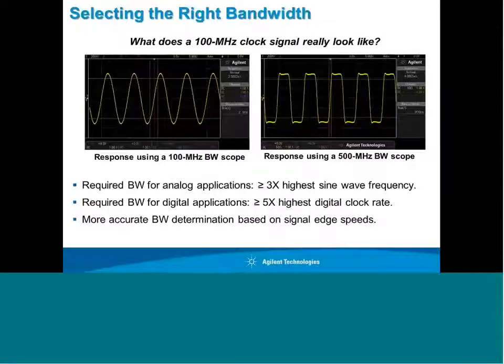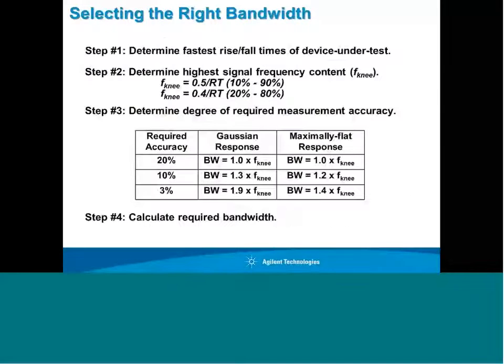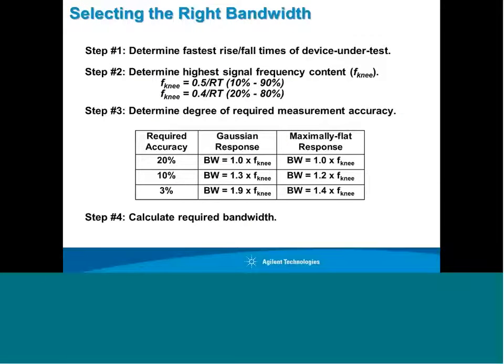A more accurate bandwidth determination is actually based on the signal edge speeds. In other words, the rise times and the fall times of the fastest signals in your system. Well, let's now take a look at using that criteria if you're going to determine what bandwidth you need. The first step is to determine what are the fastest rise and fall times of your devices under test. Now, this may sound like a catch-22.